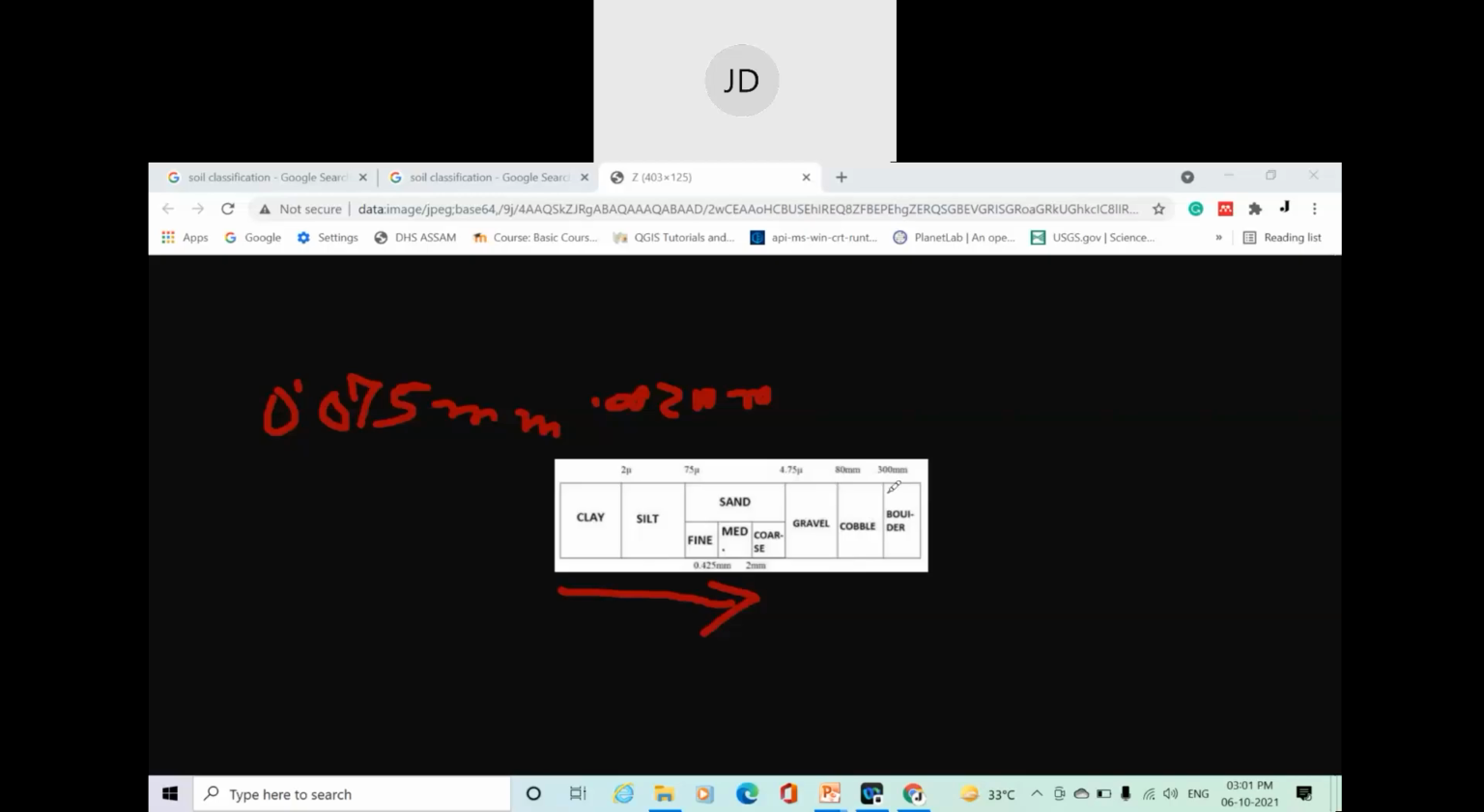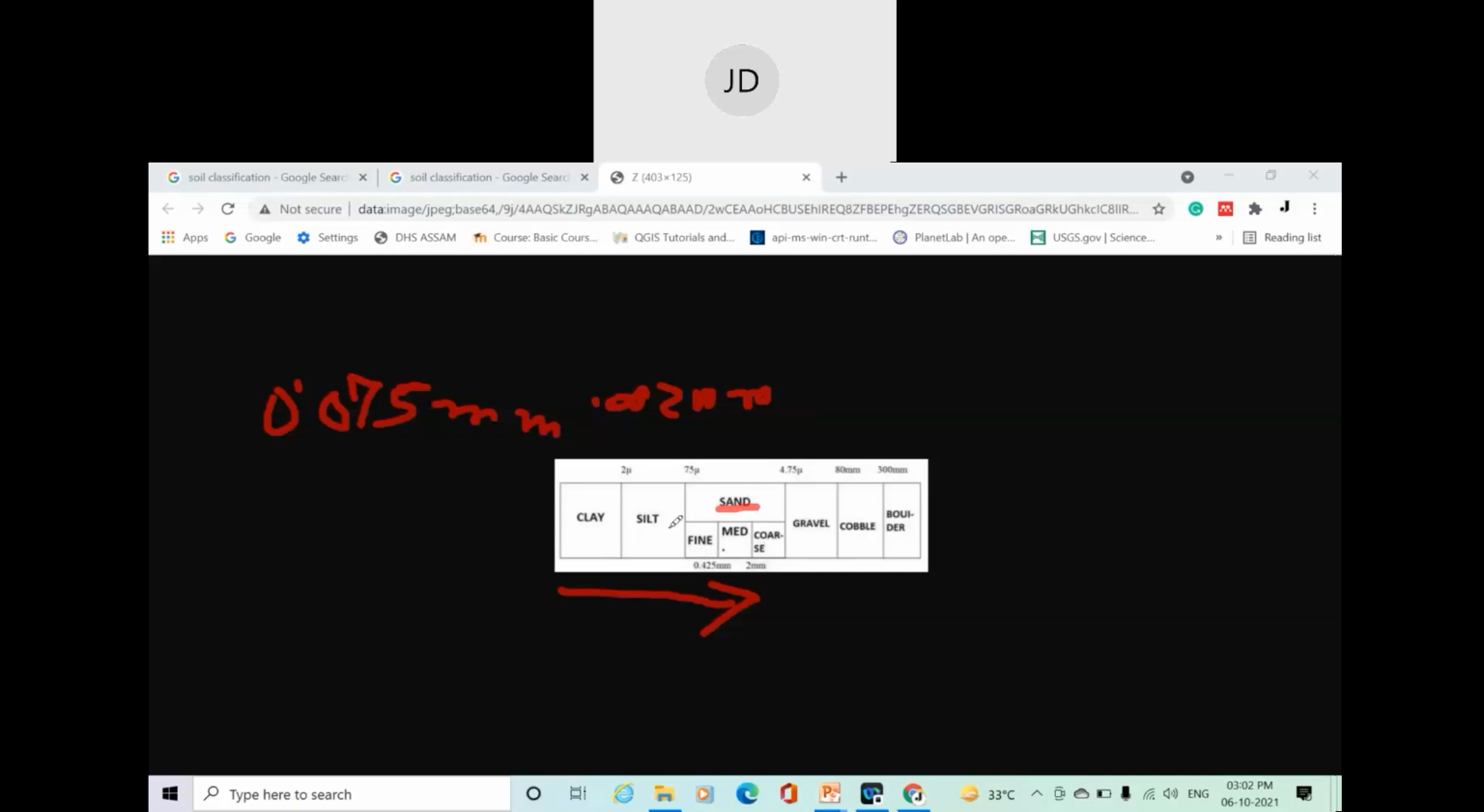If the soil particles have sizes more than 300 millimeter, these are known as boulder. If the soil sizes are between 80 millimeter and 300, they are known as cobble. Soil having sizes between 4.75 millimeter and 80 millimeter is known as gravel. Then from 75 micron to 4.75 millimeter, these are known as sand. Under sand there are also some classifications: fine sand, medium sand, and coarse sand.